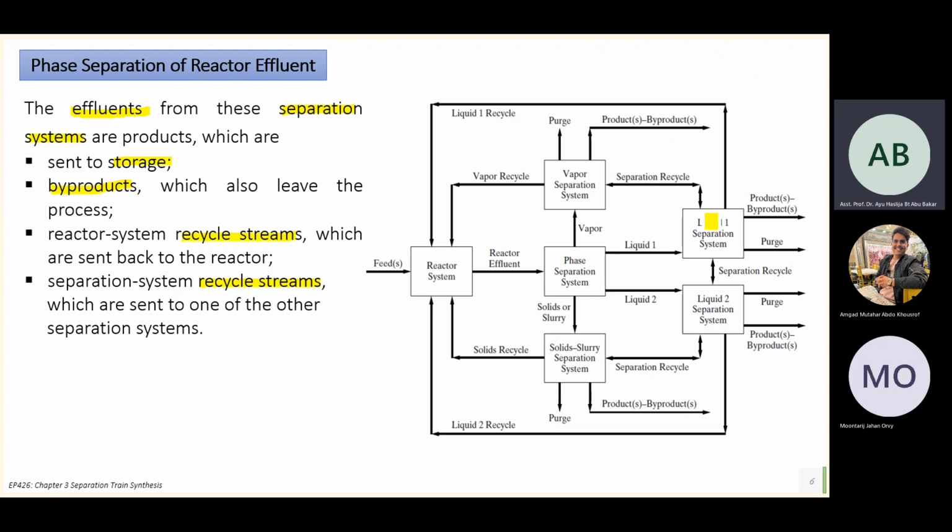Or some stream you need to recycle. Perhaps here it consists of a low composition of vapor, so recycle to the vapor separation system. We will purge if the product is in very low concentration and it is not worthy to recycle.